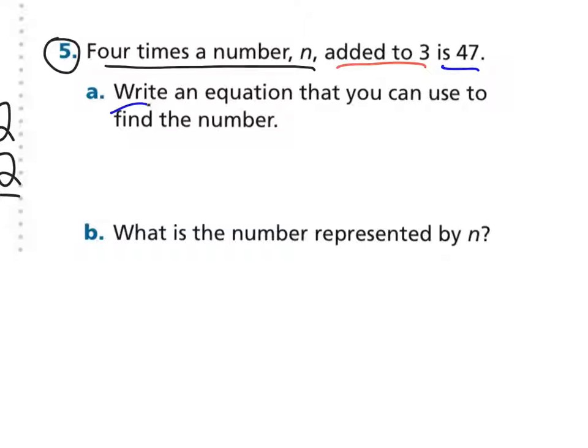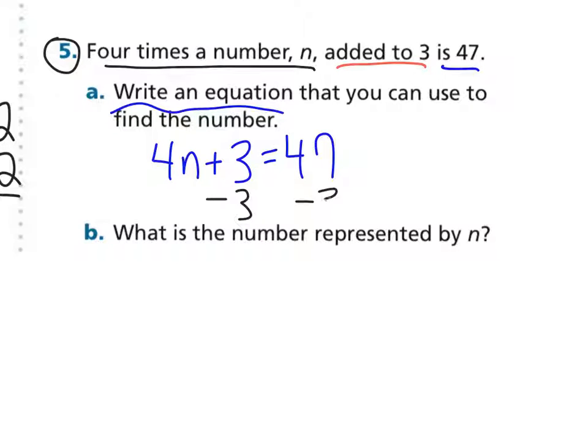So they want us to write an equation and then actually solve the equation here. Our equation could be 4n plus 3 equals 47, or 3 plus 4n equals 47 would work also. So this would be our equation to start out with. First of all, they are adding 3. So if I want to get that 4n by itself, I would need to subtract 3. Again, doing the same on both sides of the equation keeps my equation balanced.